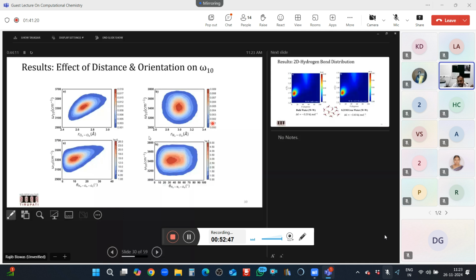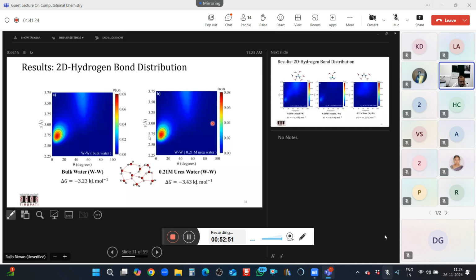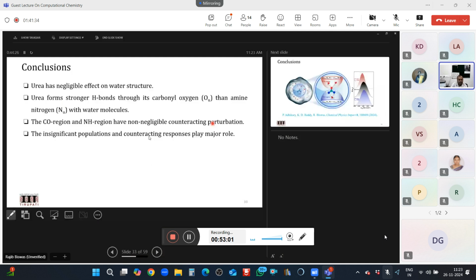But having said that, as I told, we also did the two-dimensional free energy hydrogen bond energy calculations, and we found almost similar hydrogen bond energy in the case of water and water-urea. So this I will just skip a little bit, and I will go quickly.